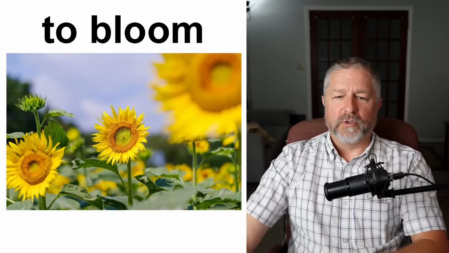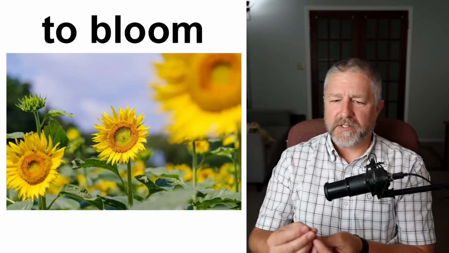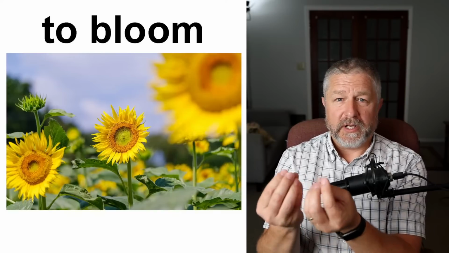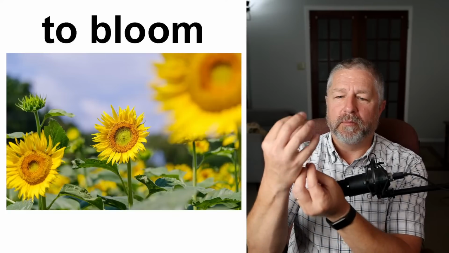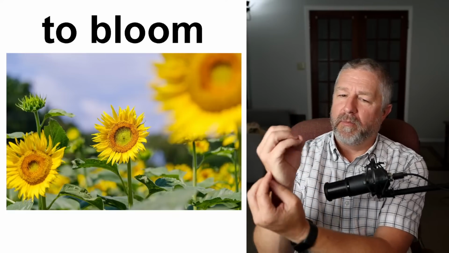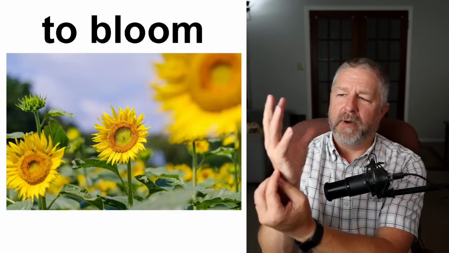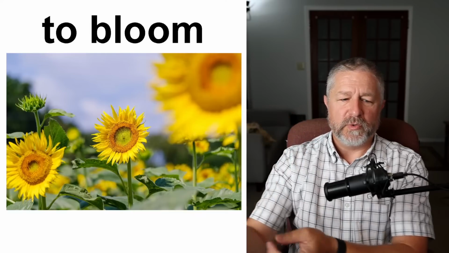So a plant will grow. There will be a stem and there will be green leaves. And if it's a flowering plant, eventually it will bloom. Eventually there will be a bud. And when the bud opens, we use the verb to bloom.